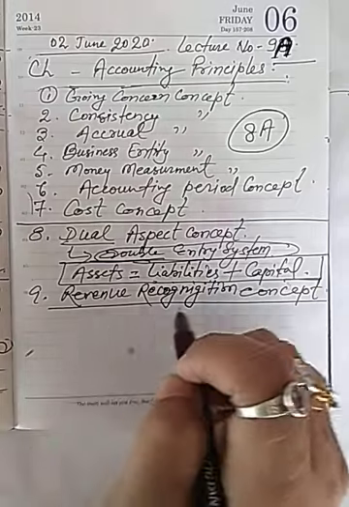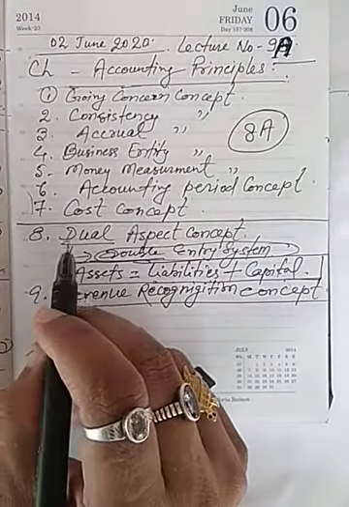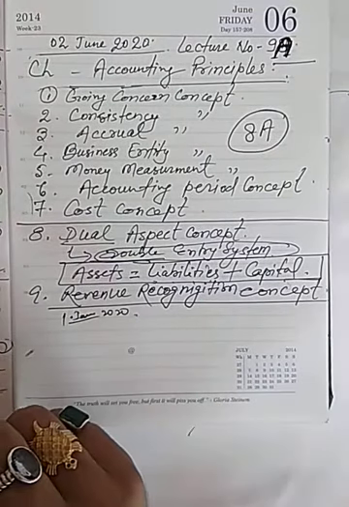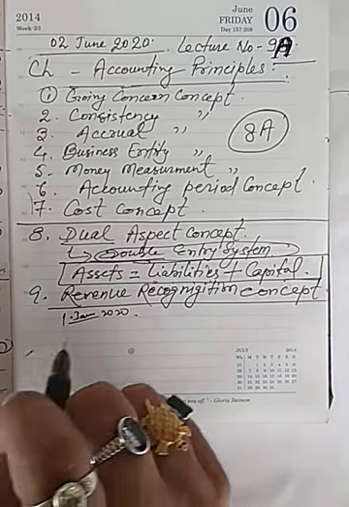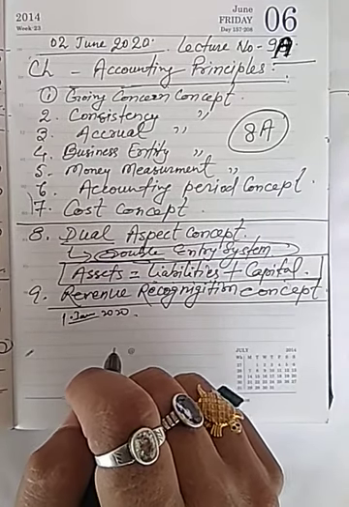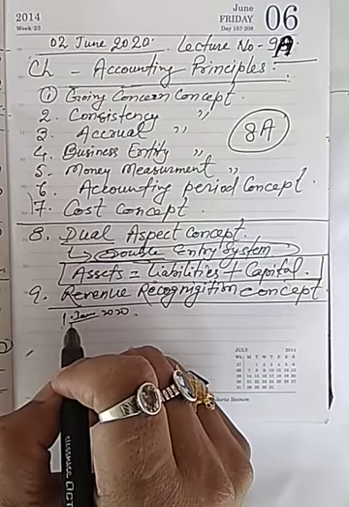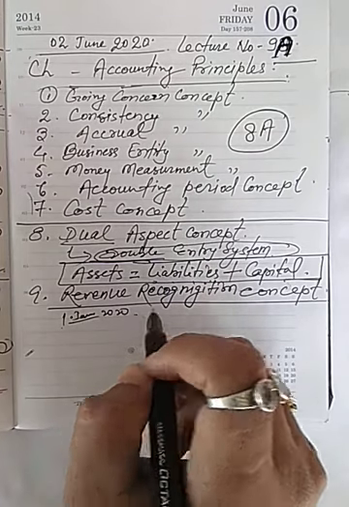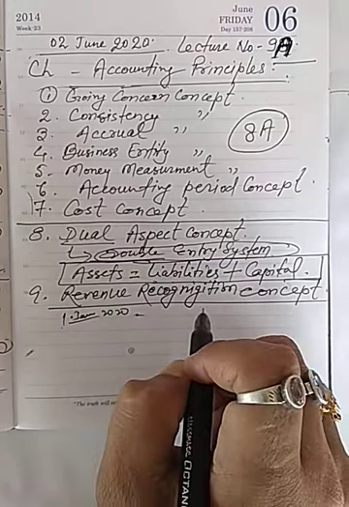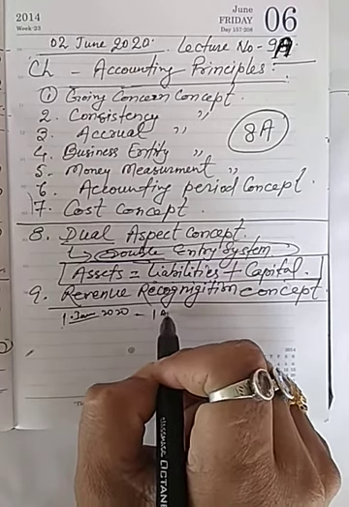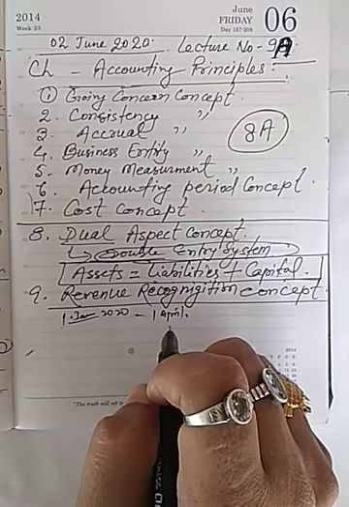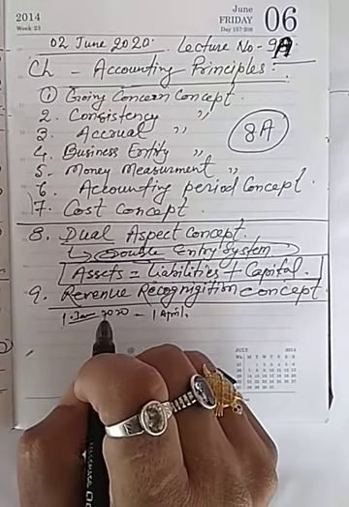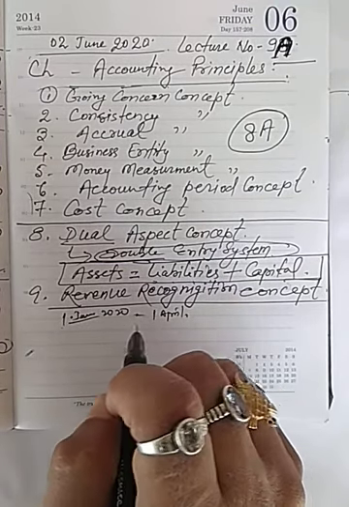For example, if a firm gets an order of goods on 1st January 2020, supplies the goods on 20 January only, and received cash on 1st April, the revenue will be deemed to have been earned on 20th January as the ownership of goods was transferred on that day.